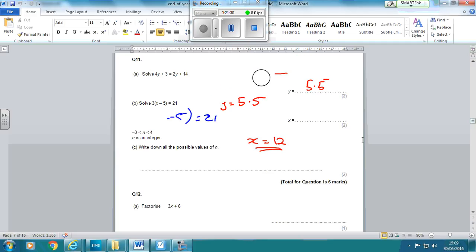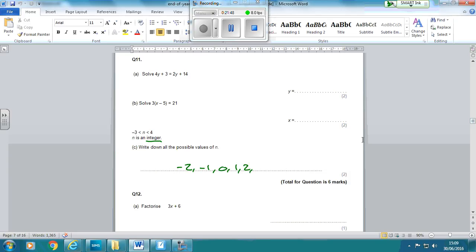Now, question 11, also 11c. n is an integer. Integer just means a whole number. So n here is between 4 and minus 3. So we've got to write down all the numbers that are in between 4 and minus 3. So minus 2, minus 1, 0, 1, 2, 3.